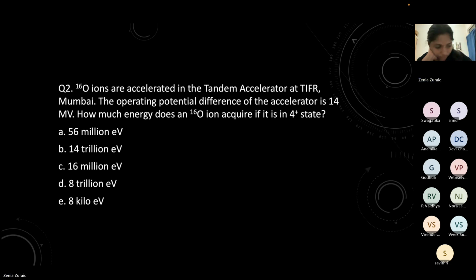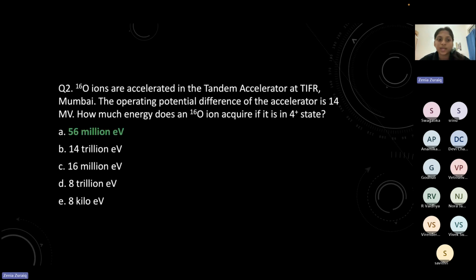Okay, someone says 56 MeV. Any others who have solved? I only see one person in the chat who has answered with option A. Anyone else answering in the chat? I'll give you 1 more minute. Okay, one more person says A. Okay, someone says D, 8 trillion eV. Others, are you trying or shall I move to the answer? I think I can move to the answer.